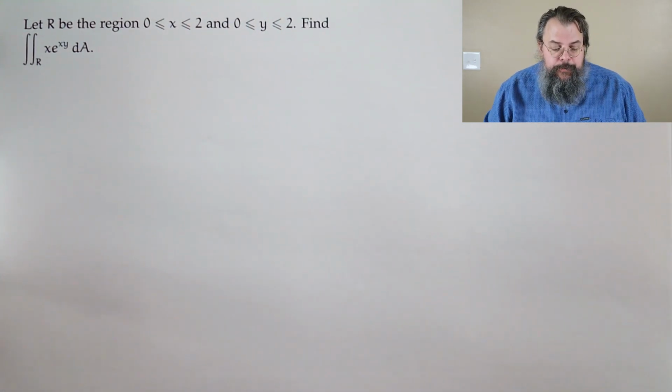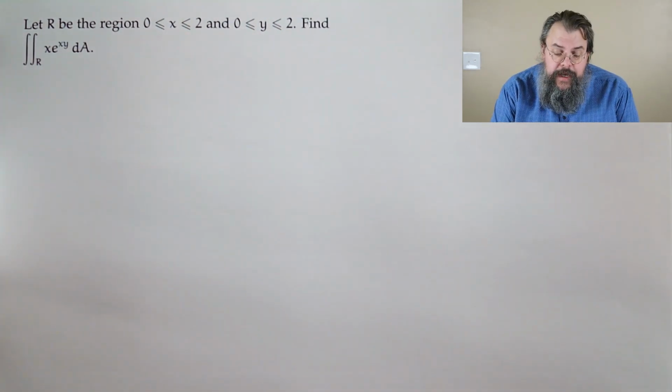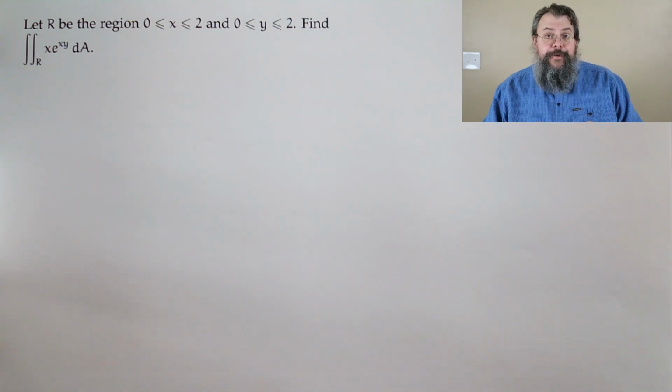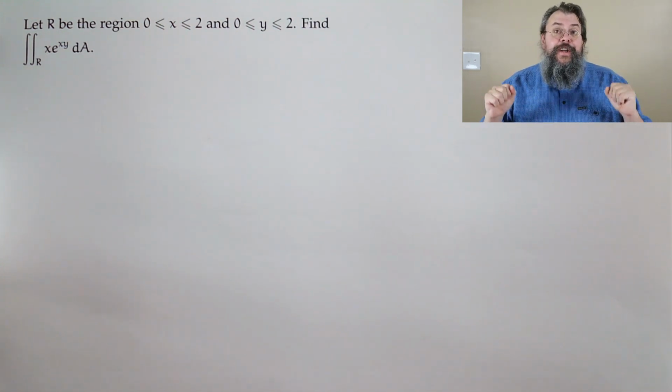Let R be the region where x goes from 0 to 2 and y goes from 0 to 2. Find the integral over our region of x e to the xy dA. Okay, so we're going to find an integral, which means we're going to do iterated integration.